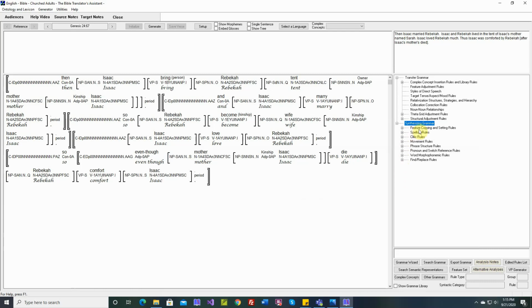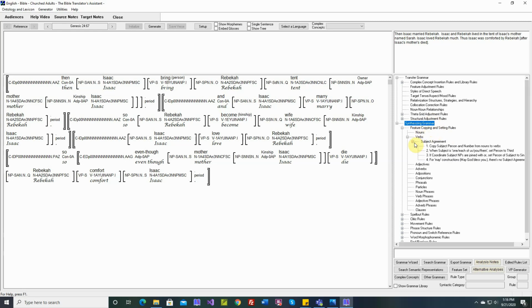So now I'll briefly describe each of these 8 types of rules. First we have the feature copying and setting rules. These rules are for agreement, setting up agreement. When I talked about the structural adjustment rules, we copied features from one word to another word, but that was generally from a word that's about to be deleted to a new word that's being inserted. That's not agreement. These rules, feature copying and setting rules, these are for agreement.